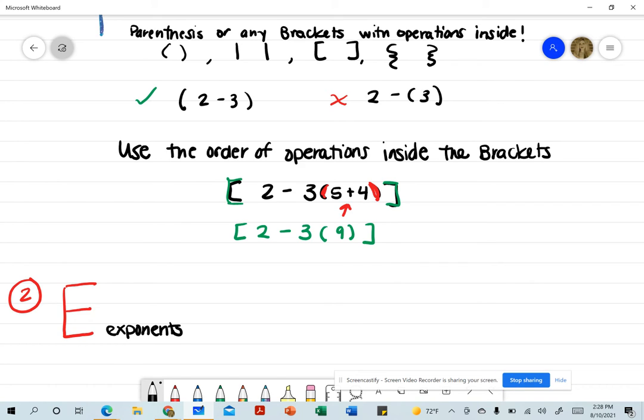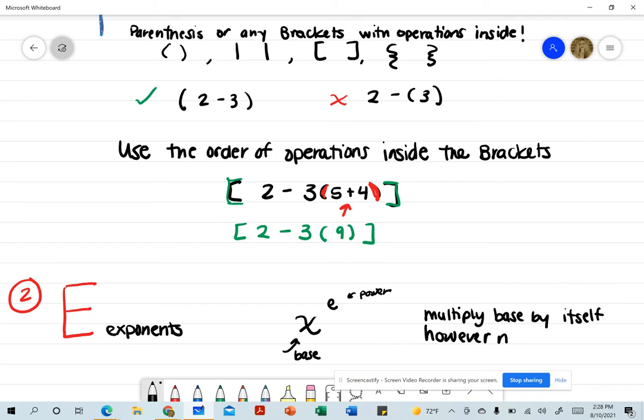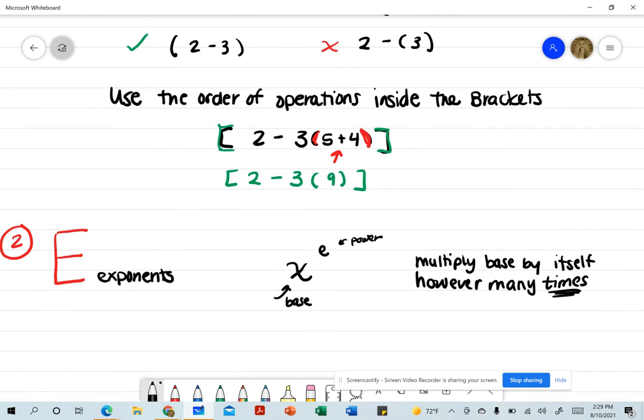Exponents. If you don't know a lot about exponents, an exponent is a base number raised to a power, right? So this would be your base, and this would be your power. What an exponent is, is a multiplication problem. All it says is that you multiply your base by itself however many times is indicated in the power.